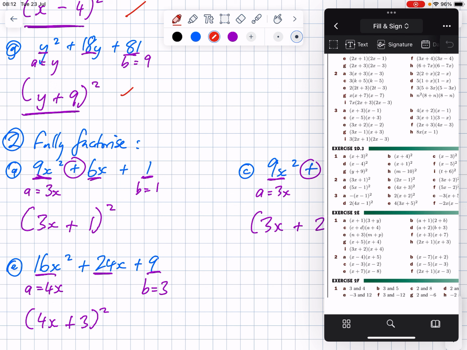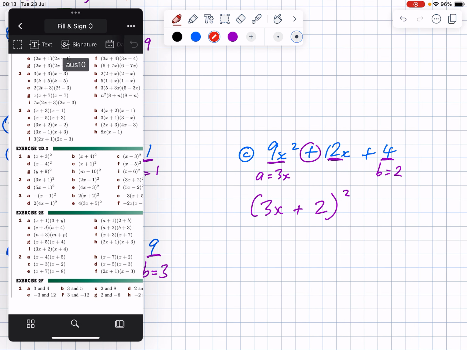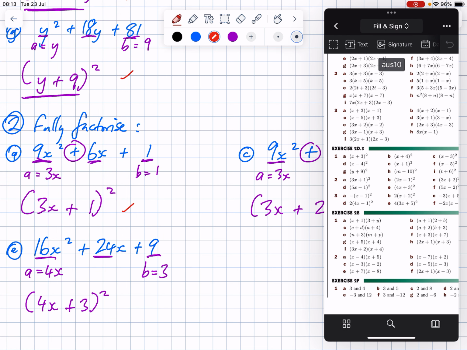Fully factorized 2a, 3x plus 1 squared, correct. Ooh, take this to the other side. C, 3x plus 2 squared, correct. And E, 4x plus 3 squared, that is correct too.